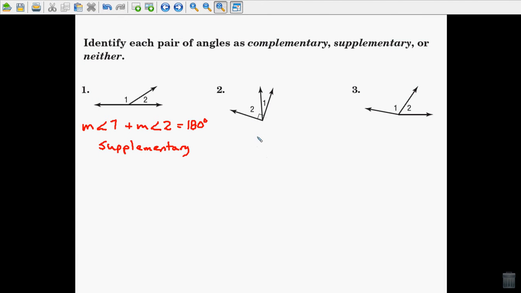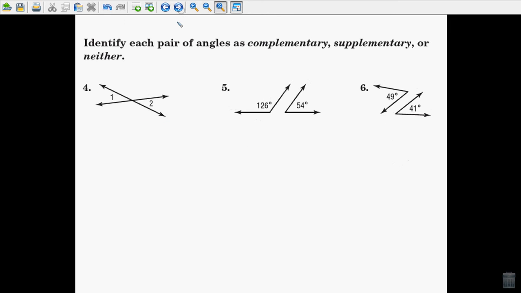These are going to be 90-degree angles, 2 and 1, so these are complementary. And with number 3, because we don't have a straight angle here at the bottom, we can tell that angle 1 and 2 are going to be neither. They're going to add up to neither 180 nor 90 degrees.